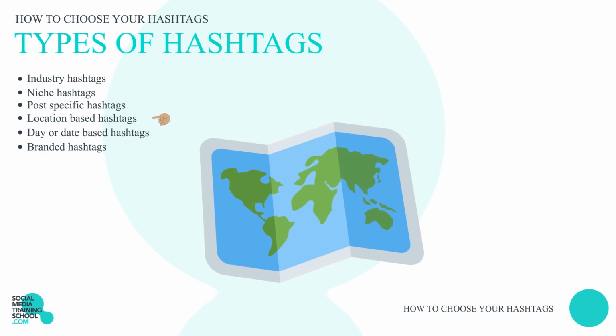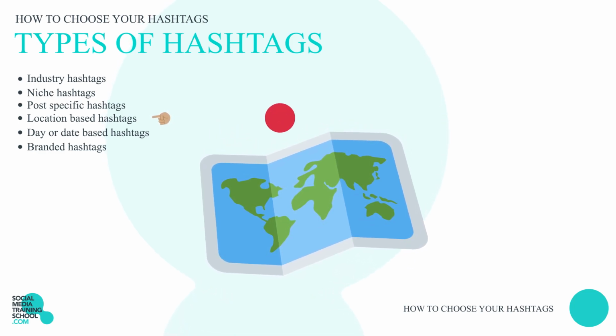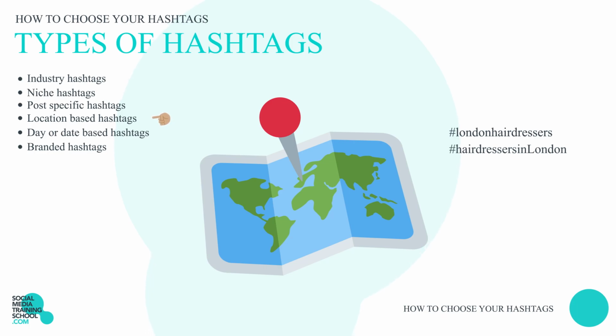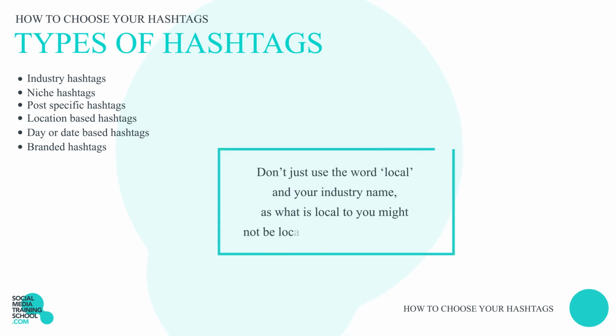Next, you have location-based hashtags. These are the ones that make your post more relevant to your local audience, and would include things like London hairdressers or hairdressers in London. Don't just use the word local in your industry name, as what is local to you might not be local to the person searching.